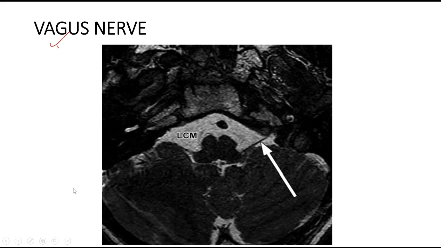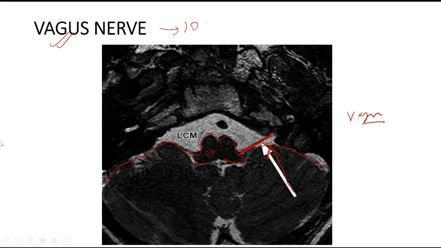Now let us discuss the vagus nerve, or the 10th cranial nerve. As we are seeing, this is the axial MR image, SSFP sequence, and this is the medulla, and this is the cerebellum. On axial section you are able to see the anatomy very well, and this hypointense line is the vagus nerve, shown by this arrow.